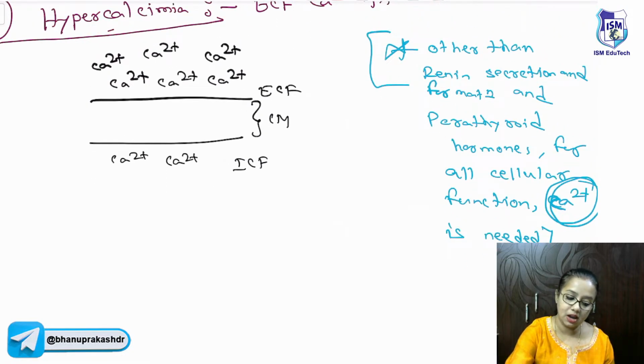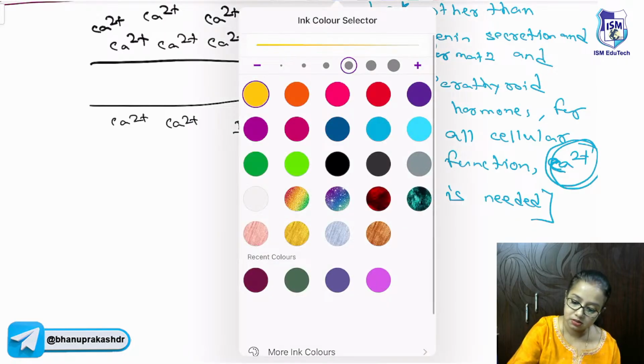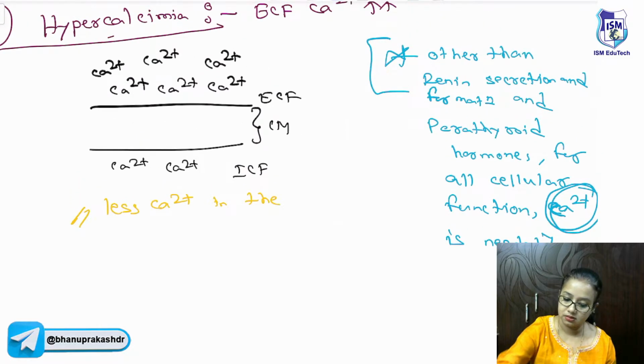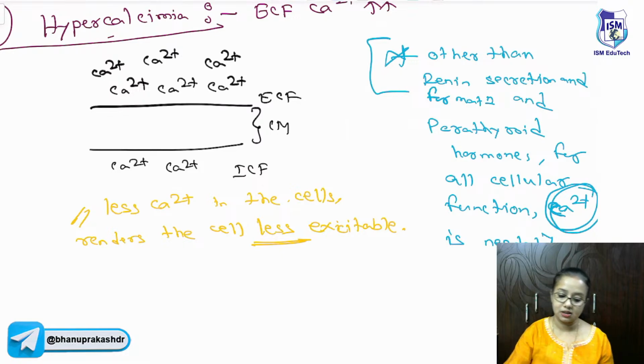Now, in case of hypercalcemia, the concentration of calcium becomes much more in the ECF compared to the ICF. So here, the calcium that is needed inside the cell is less. So less calcium in the cell renders the nerve cell less excitable. It renders the cell less excitable.